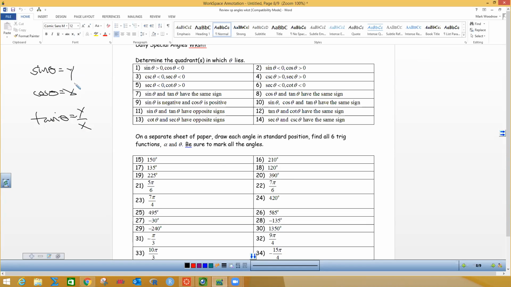Now these are over r, but you need to know that r is always positive. R can never be negative.